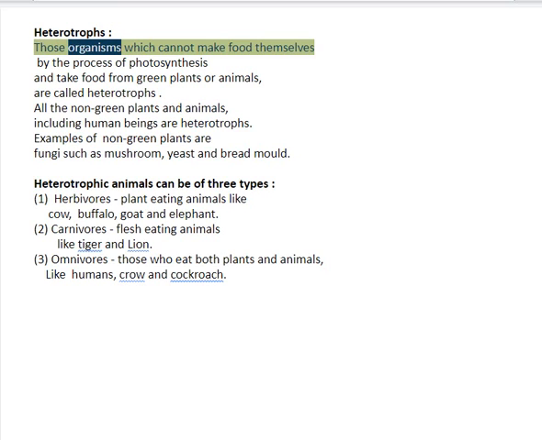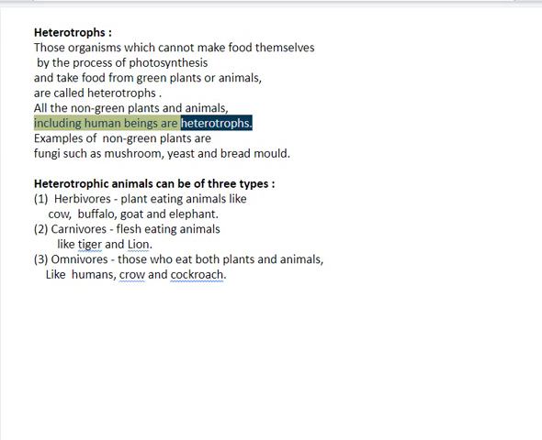Heterotrophs are those organisms which cannot make food themselves by the process of photosynthesis and take food from green plants or animals. All the non-green plants and animals, including human beings, are heterotrophs. Examples of non-green plants are fungi such as mushroom, yeast and bread mold.